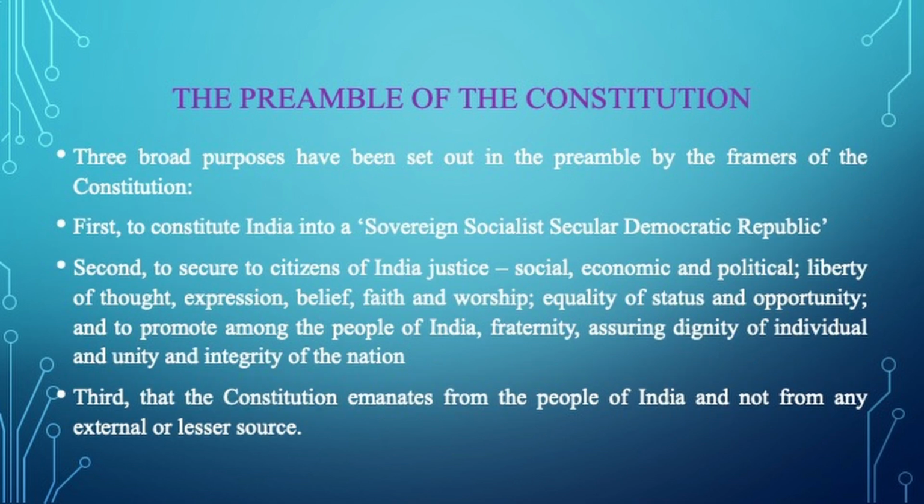The framers of the Constitution set out three broad purposes to the preamble. One, to constitute India as a sovereign, socialist, secular, democratic republic. Two, to secure to the citizens of India justice, social, economic, and political, liberty of thought, expression, belief, faith, and worship, equality of status and opportunity, and to promote among the people of India fraternity, assuring dignity of individuals and unity and integrity of the nation. Three, the Constitution emanates or comes from the people of India and not from any external or lesser source.